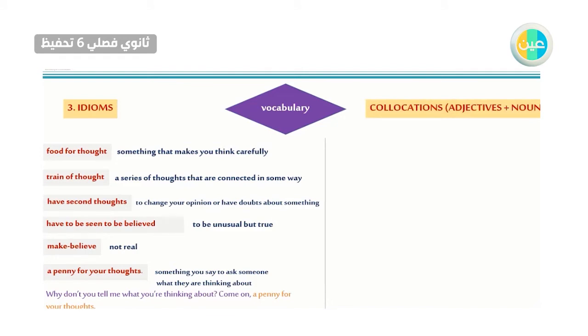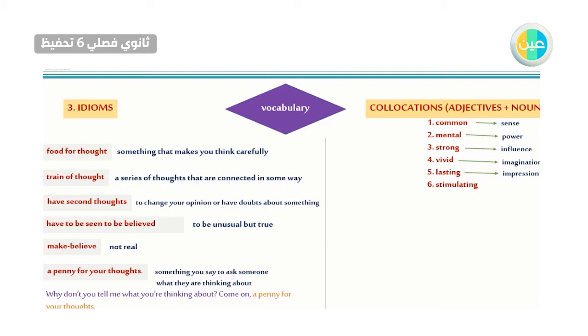Now let's take collocations, and this is about adjectives plus nouns. Okay, the first one, common sense, and that means the ability to behave in a sensible way and make a practical decision. Mental power, strong influence, vivid imagination, lasting impression, stimulating environment, wide range, burning desire. Okay, let's take this example.